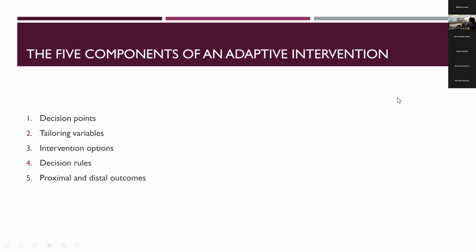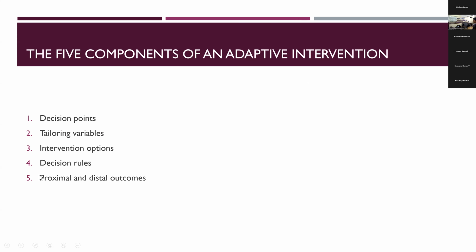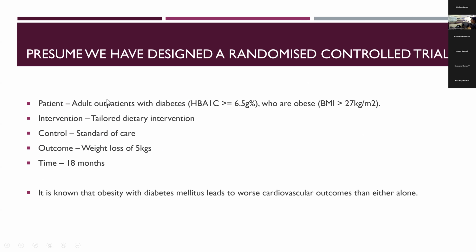So when we come to an adaptive intervention, there are 5 terms that we have to know. This is the lingo that is used when people develop and describe adaptive interventions. So when we read an adaptive intervention trial, we need to know these things. The first is a decision point. The second is a tailoring variable. The third is an intervention option. Fourth are decision rules, and fifth are proximal and distal outcomes. I'll explain these with an example. This is just a hypothetical example that I made up.